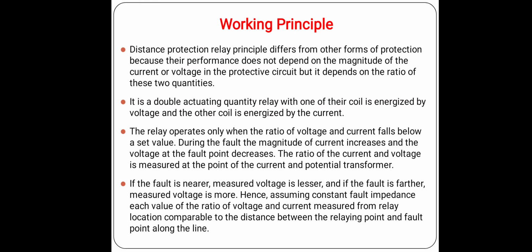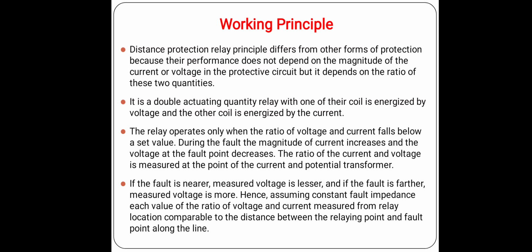Due to this reason, this type of protection is known as distance protection or impedance protection, because this type of relay operates when the value of impedance, that means the ratio of voltage and current, differs from the predetermined or setup value of the impedance. The values of voltage and current are found by the CTs and PTs respectively. So this is basically the working principle, which is very easy to understand.